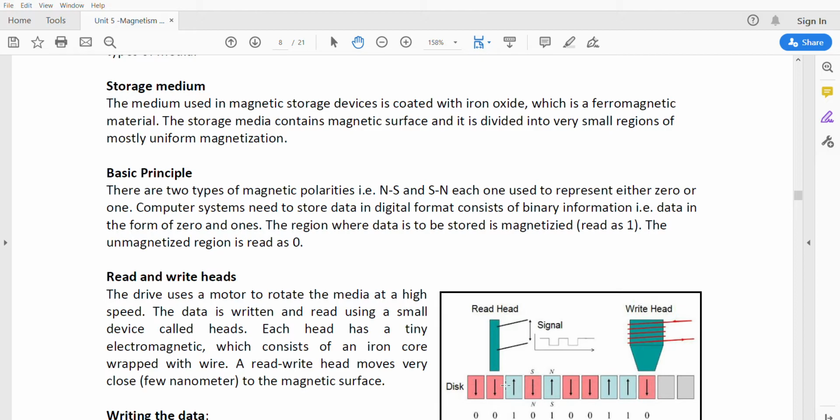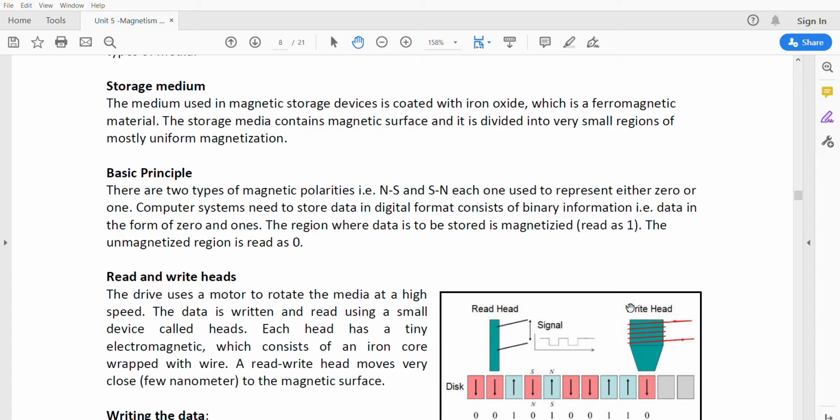We can create magnetized portion and unmagnetized portion on this disk by creating south north and north south. This storage of data and the reading of data can be done using these types of small magnets. Those are said to be the small moving magnets, those are said to be the heads. This is said to be the read head, a small electromagnet, and this is said to be the write head. Write head stores the data on the disk, and read head retrieves the data from the disk.